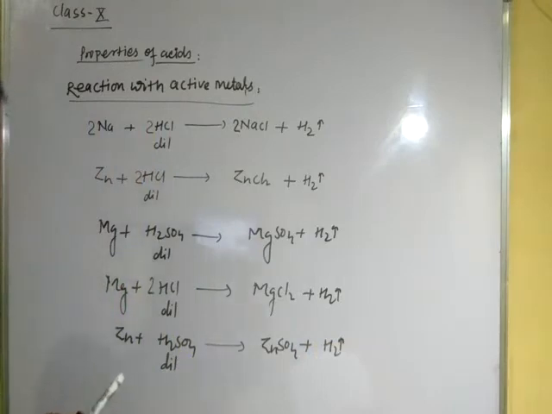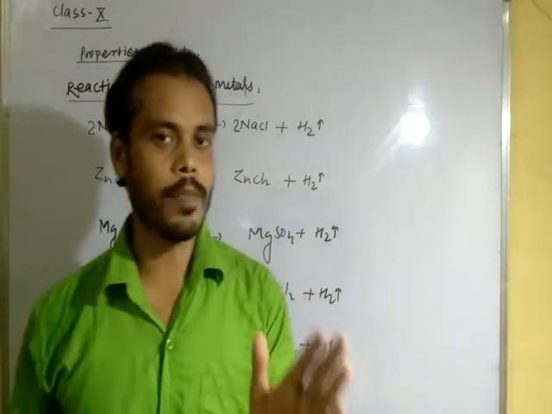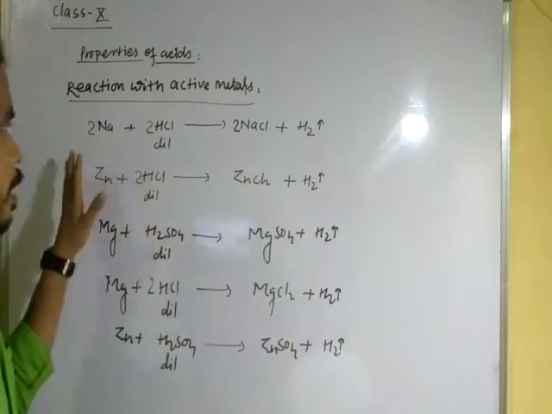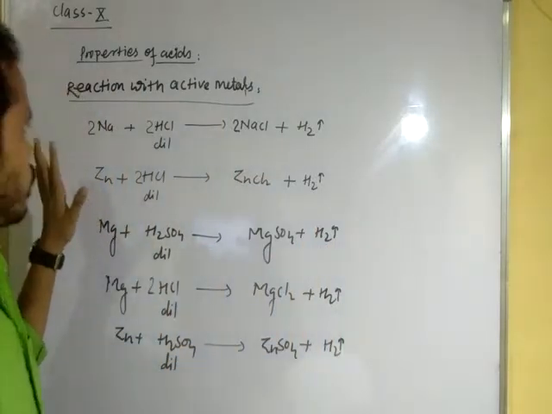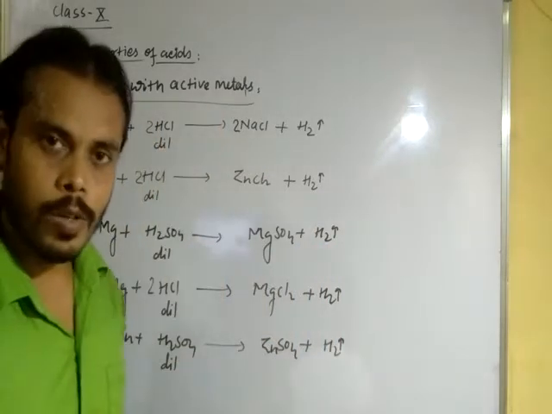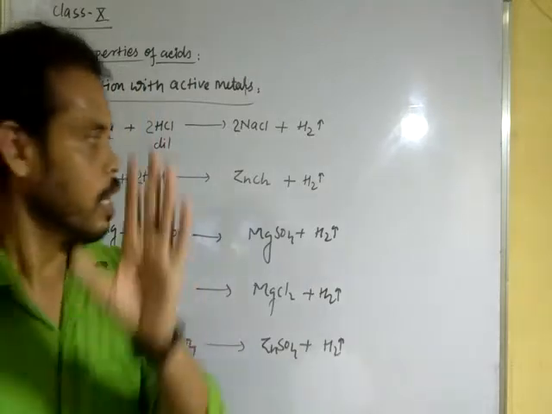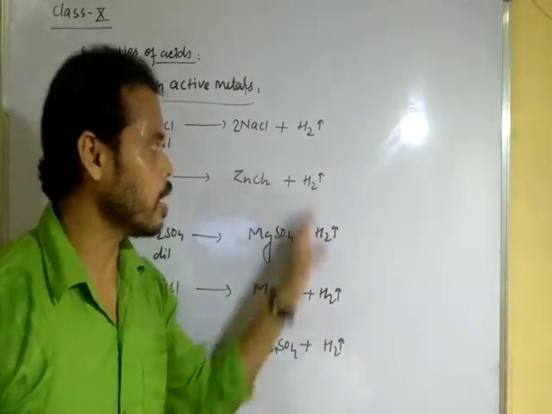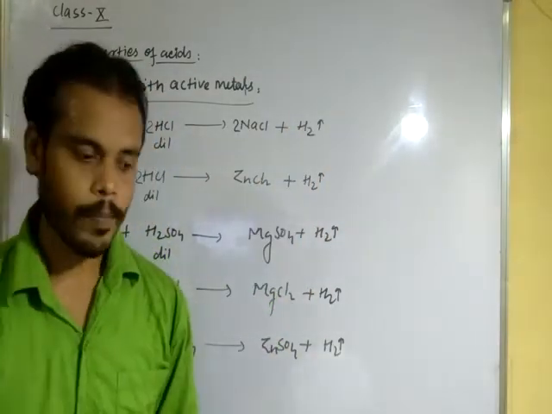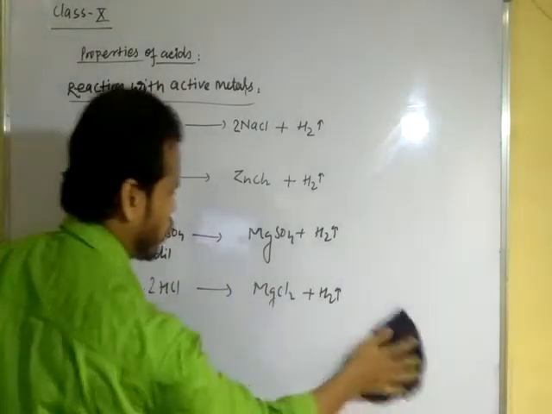So you can see lots of examples. Always keep in mind that active metals like sodium, potassium, calcium, you can take calcium, potassium also, react with dilute HCl or dilute H2SO4 and always form a metallic salt and liberate hydrogen gas. Clear? Okay.